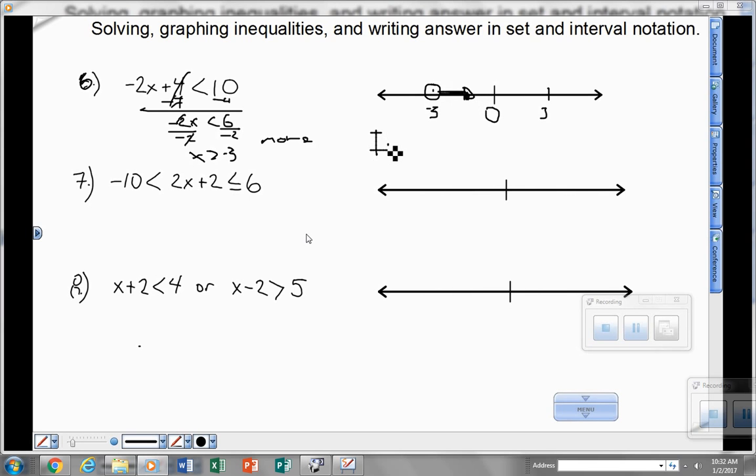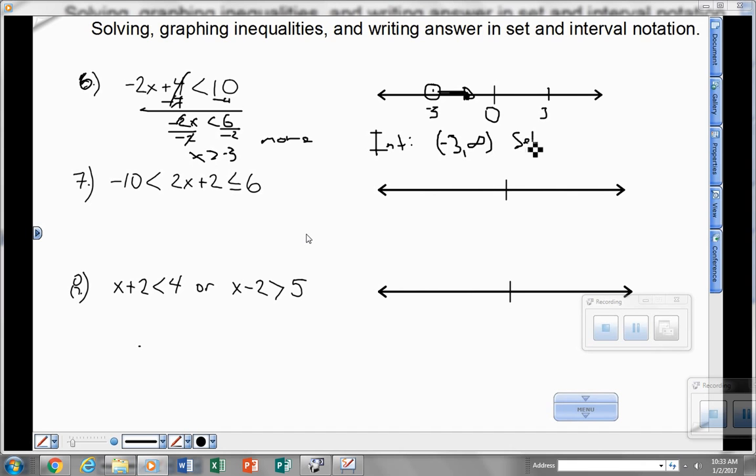Interval notation has you write a rounded bracket on -3 because it's open circle, and has you do comma positive infinity because it's going off to the right, and then another rounded bracket there.